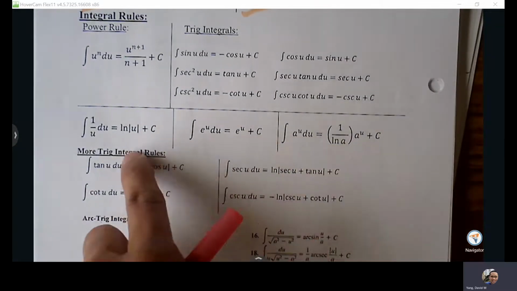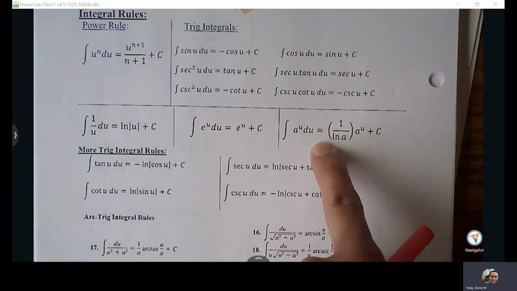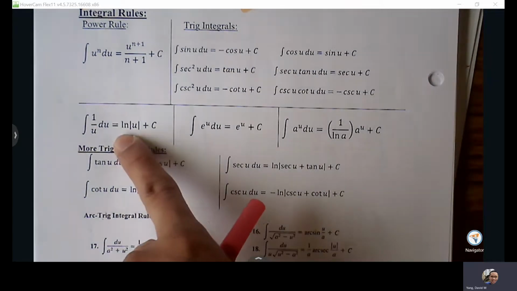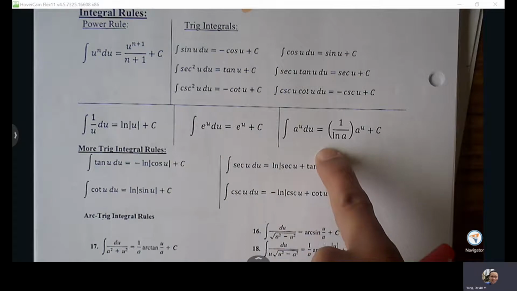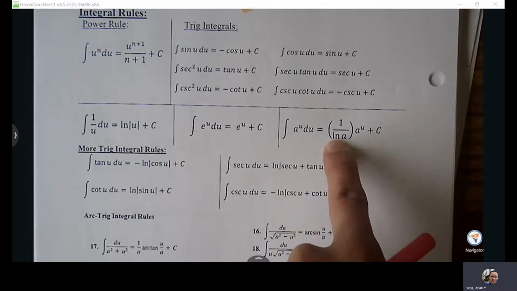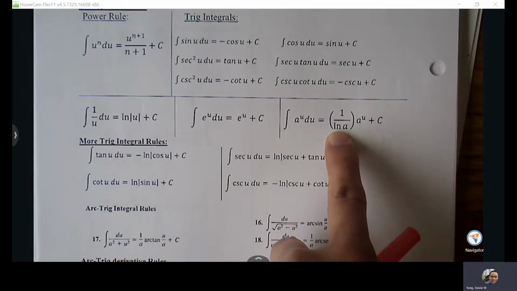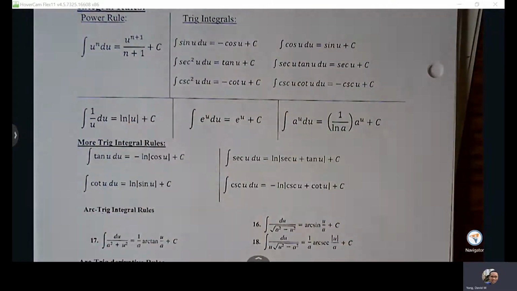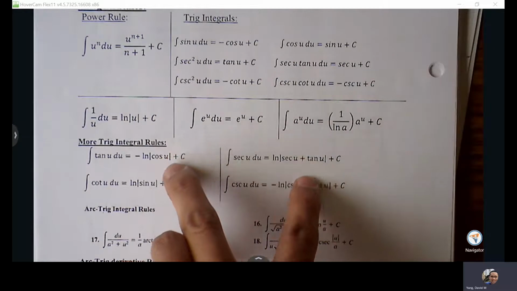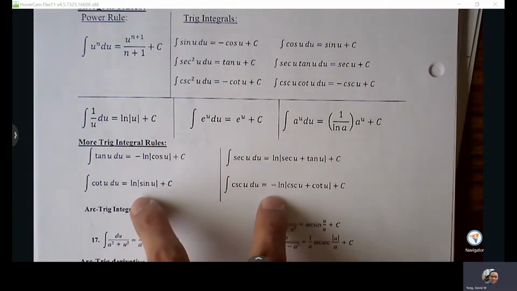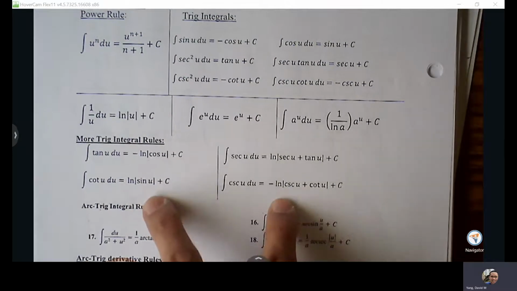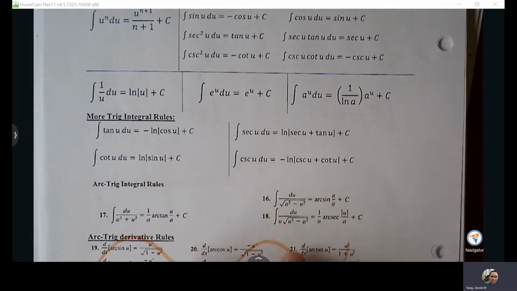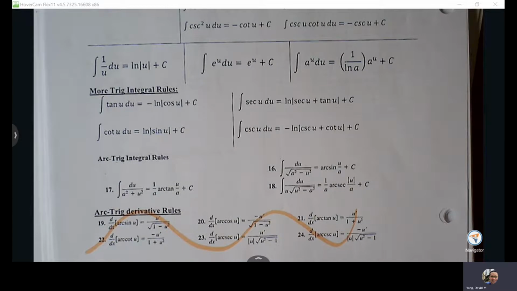These next 3 rules, these are rules that we recently learned in chapter 5, right? 1 over u is natural log, e to the u is e to the u, a to the u is a to the u with a little bit of extra coefficient that's part of the process. Okay, make sure we know those. Trig integrals, these are the 4 trig integrals that are not part of the original 6 that involve natural log. You saw that on the quiz, so we need to make sure we continue to know those.